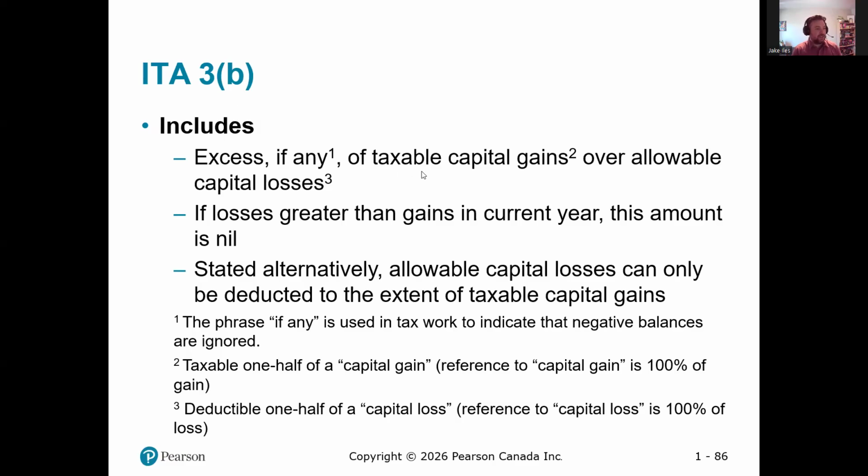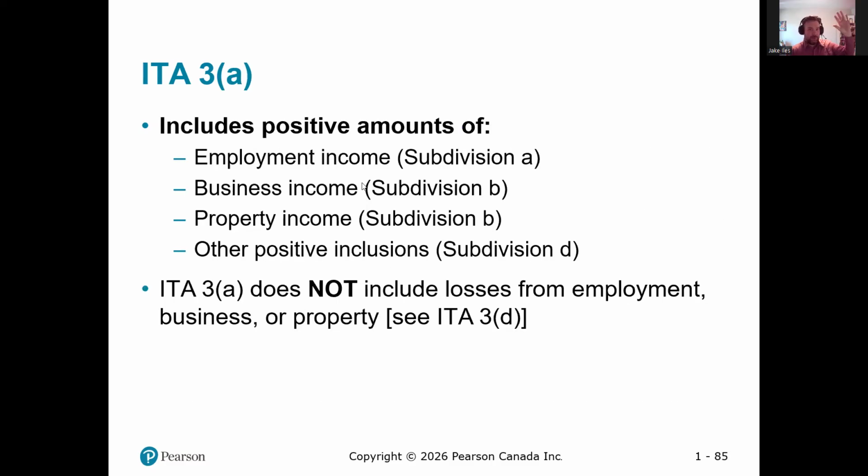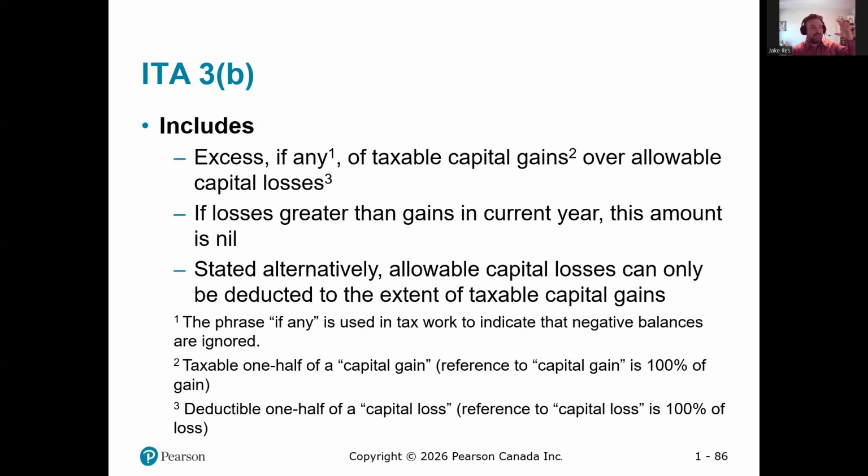Subsection B talks about capital gains. So now that I've got my source incomes included, employment, business, property, I'll then calculate my taxable gains. So we want to have our taxable capital gains minus our allowable capital losses. Now, if our losses are greater than our gains, then our overall net capital gains is zero.